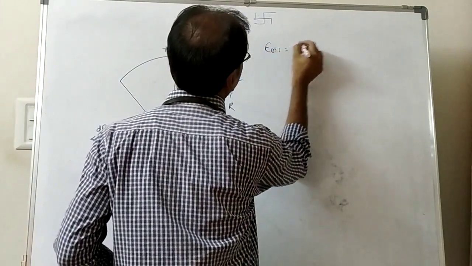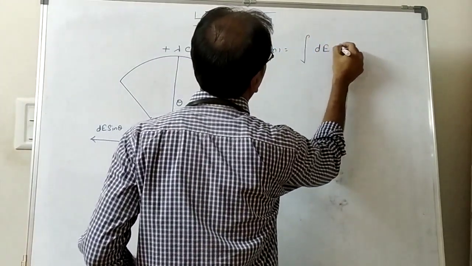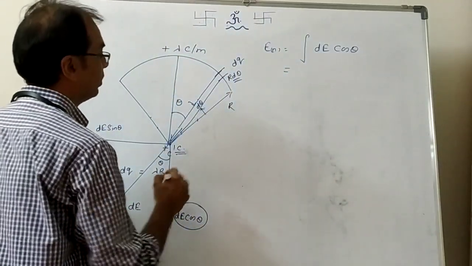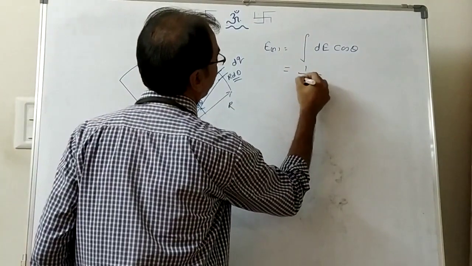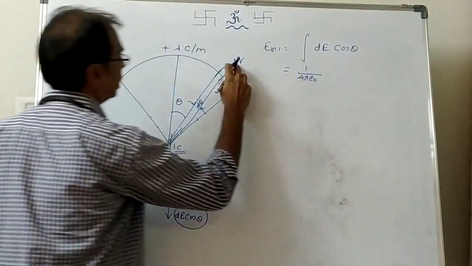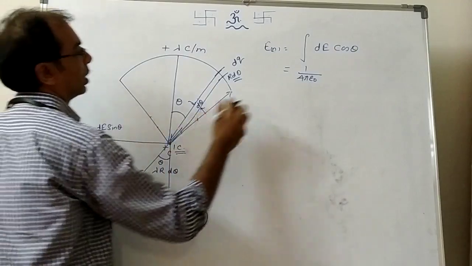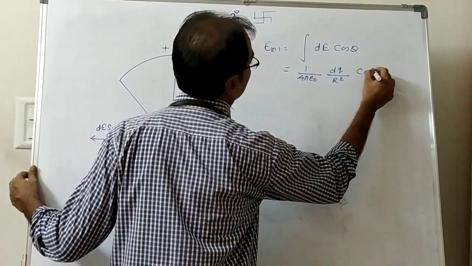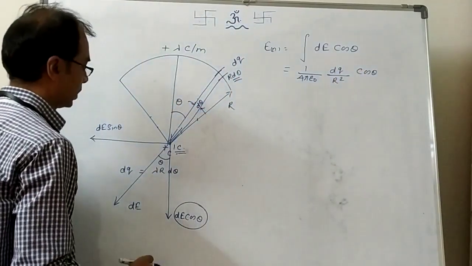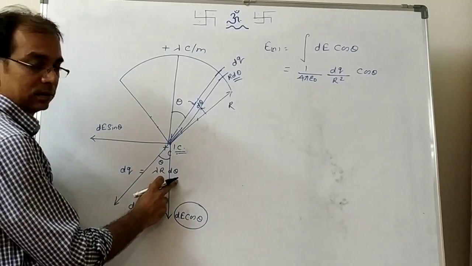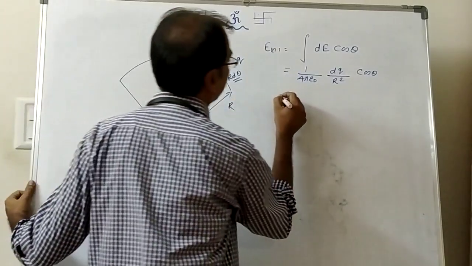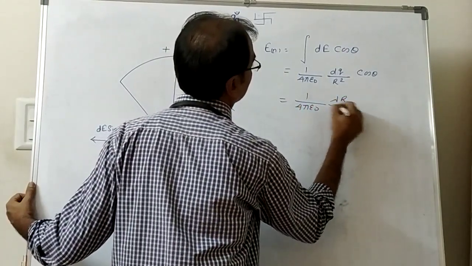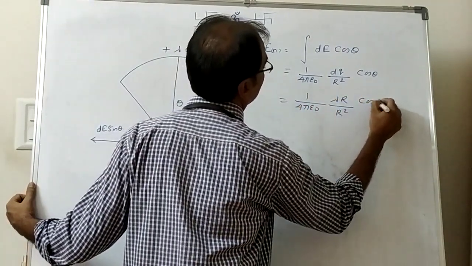So net field is integration of dE cos theta. Now what is dE that we have to write? dE value is 1 by 4 pi epsilon naught dq into 1 by r square. So I am writing it as dq into 1 by r square and cos theta. Now what is dq? dq is lambda r d theta. Put it here. So 1 by 4 pi epsilon naught lambda r by r square cos theta d theta.